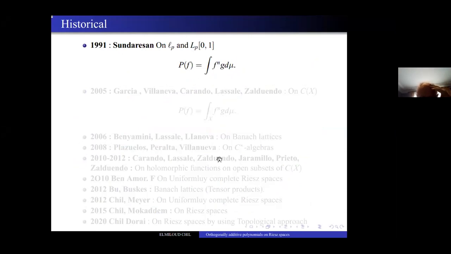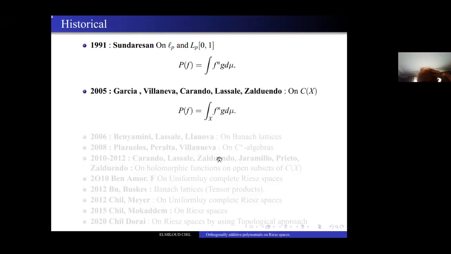After that, some authors like Carando, Lassalle, and Zalduendo characterized the additive polynomials in the case of C(K) spaces by an integral representation with a Borel measure. And after that, there are some works in the case of Banach lattices by Benyamini, Lassalle, and Llavona, in the general case of Banach lattices.